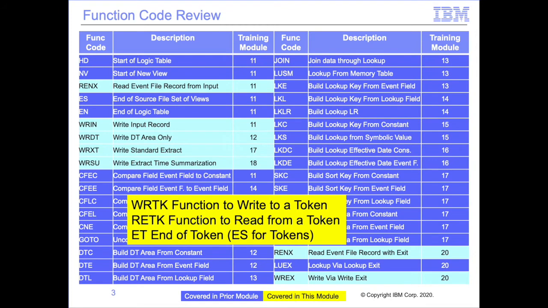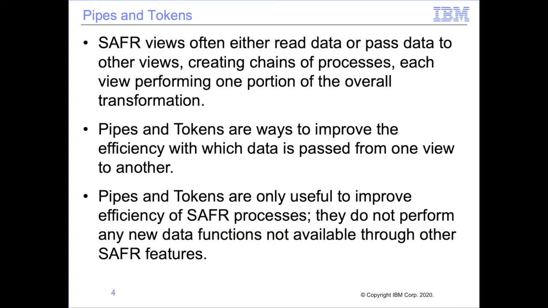This module covers three special logic table functions for tokens: the WRTK, which writes a token, the RETK, which reads the token, and the ET function, which signifies the end of a set of token views. These functions are like the WR functions, the RENX function, and the ES function for non-token views. Using SAFR pipes does not involve any special logic table functions. This module gives an overview of the pipe and token features of SAFR.